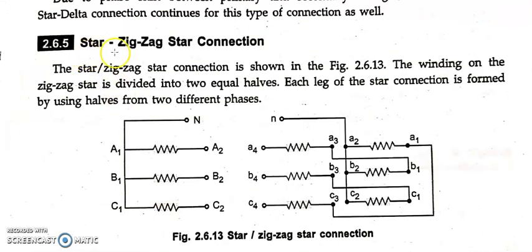So the next connection is the star zigzag star connection. Okay, so here you can see there is a primary winding and this is a secondary winding. The primary winding has 3 windings and the secondary winding has 6 windings in it. So each winding is split into 2 equal halves, and depending upon it, we can use it. So let us not dig deep into such a connection. Anyhow, this is not going to help anywhere as far as the syllabus is concerned.